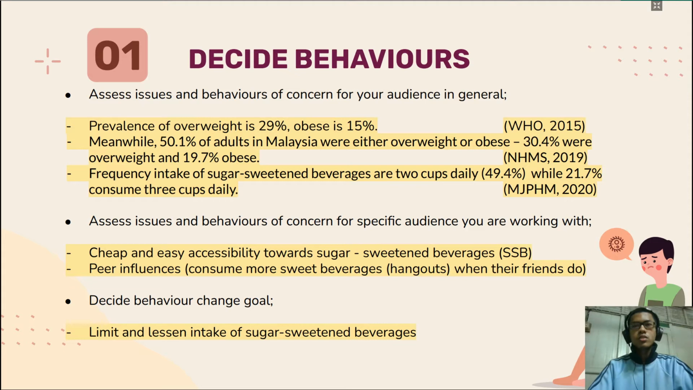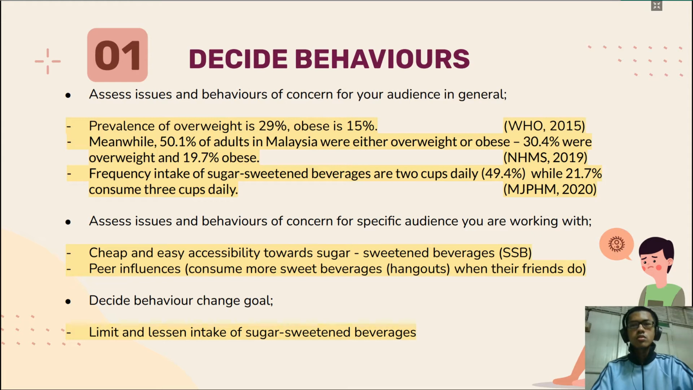So we assess issues and behaviors of our concern for our audience in general, which are prevalence of overweight is 29%, while obese is 50%, according to WHO 2015. Meanwhile, 50.1% of adults in Malaysia were either overweight or obese, and 30.4% were overweight and 19.7% obese, according to NHMS 2019. Next, the frequency intake of sugar sweetened beverages are 2 cups daily, 49.4%, while 21.7% consume 3 cups daily, according to MJPHM 2020.